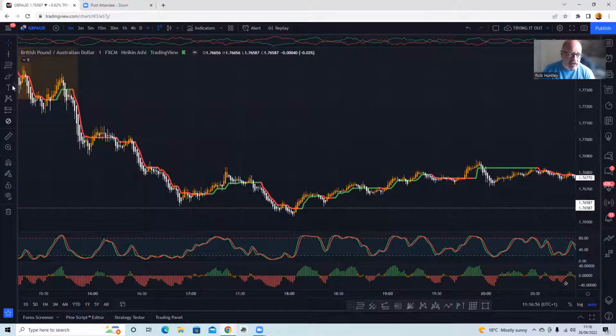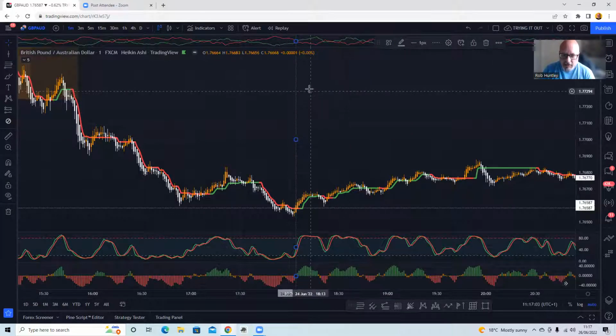Let's mark these out again. So from that point there, just 5 past 6, you've got the green crossing above the red. You've got the QQE threshold just changed from red to green. The stochastic has already given you the indication, and the candle has closed above the extreme trend. And then you can jump in for, say, 5 pips.